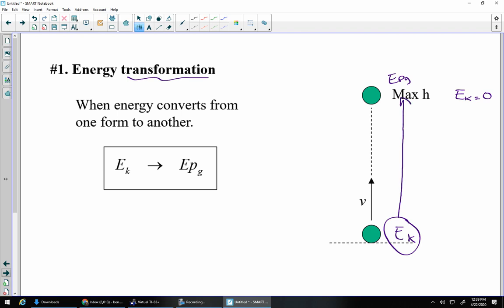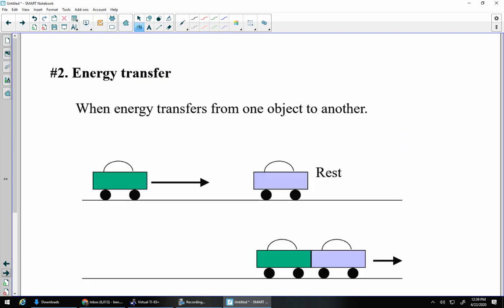You can try this out. Throw anything up in the air, your felt pen, your pencil, your eraser, whatever it is. It's going fast at the bottom, and it's going to go slower and slower as it moves upwards. That kinetic energy at the bottom is going to turn into gravitational potential energy at the top. So an energy transformation. The other type is an energy transfer.